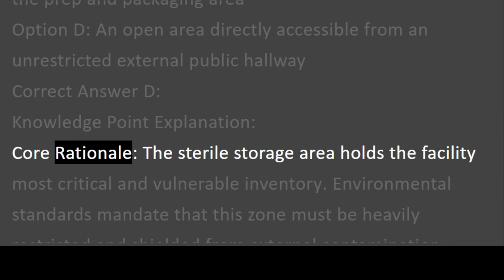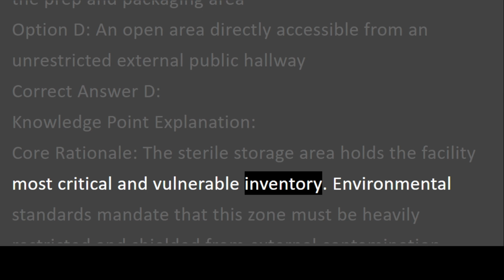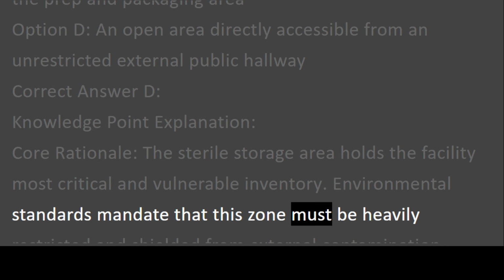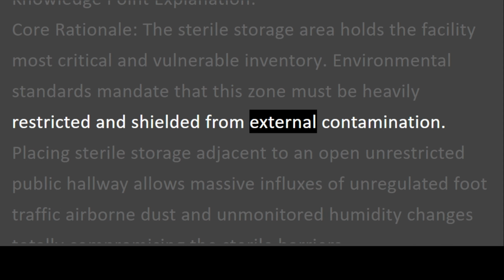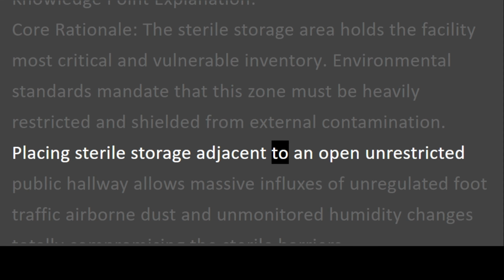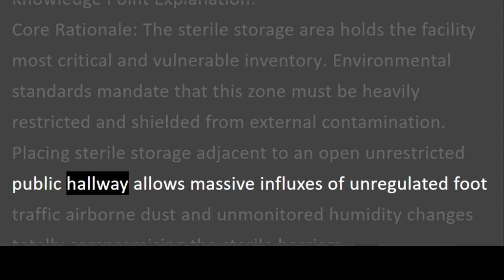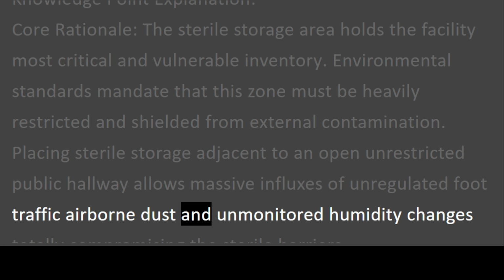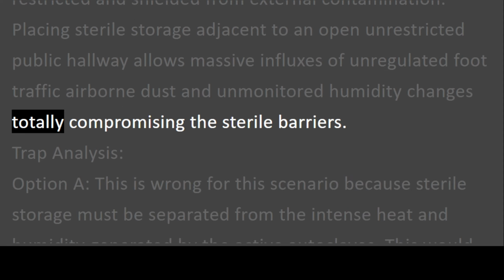Core rationale. The sterile storage area holds the facility's most critical and vulnerable inventory. Environmental standards mandate that this zone must be heavily restricted and shielded from external contamination. Placing sterile storage adjacent to an open, unrestricted public hallway allows massive influxes of unregulated foot traffic, airborne dust, and unmonitored humidity changes, totally compromising the sterile barriers.